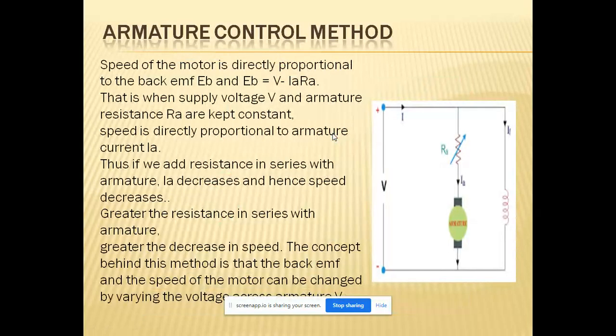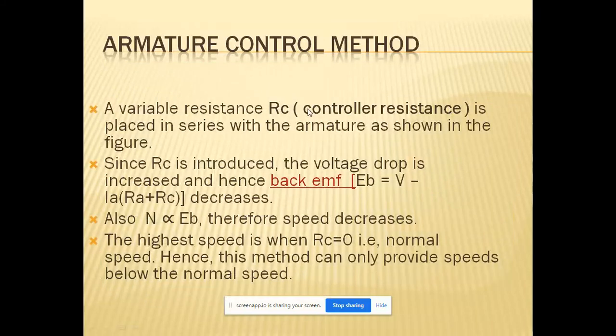Now we discuss the armature control method. What is the armature control method? This method is based on the fact that by varying the voltage available across the armature, the back EMF and hence the speed of the motor can be changed. This is done by inserting a variable resistance Rc in series with the armature. This Rc means controller resistance.